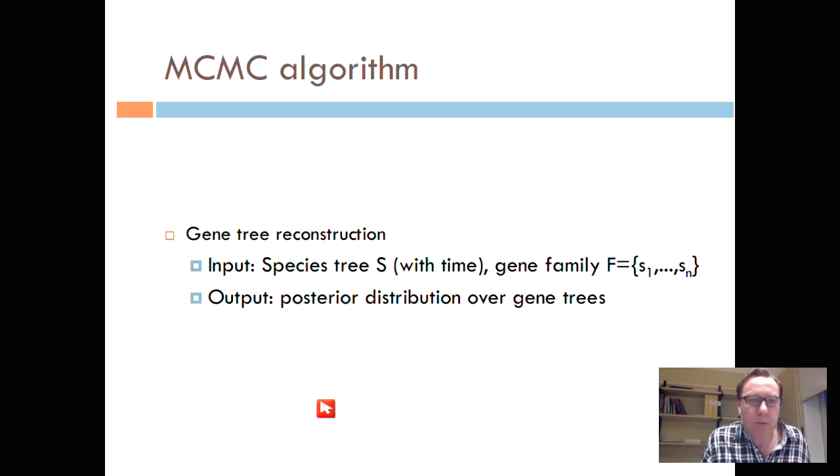So what is it that we can do? Well, one thing that we have implemented already now, and which is described in this PNAS paper, is how we construct gene trees. In this case, the input is a species tree with time, and also a gene family, that is aligned sequences. And the output is a posterior distribution over gene trees.